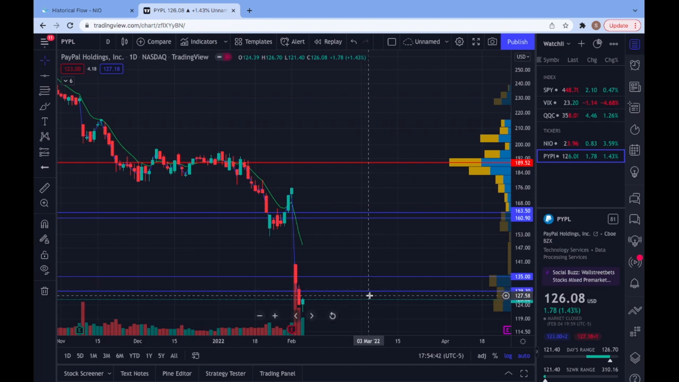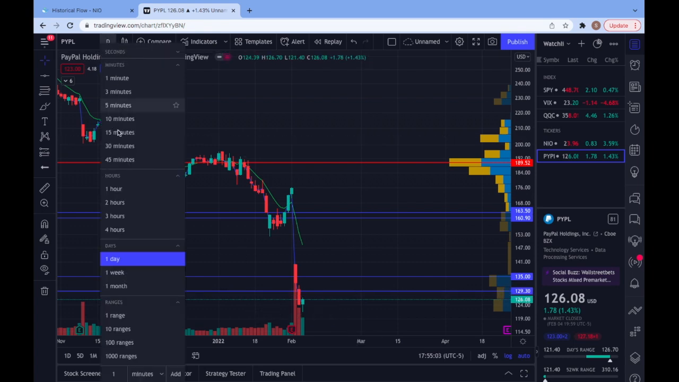If it holds that level and can bounce, cool. I want to know where this is at on the daily. Are we at a very crucial spot for support, or are we at a possible breakout spot? In this case, this would be a very, very key level for support here on PayPal, as it's been taking an absolute beating after that terrible earnings, big gap down. So that's one thing to keep in mind.